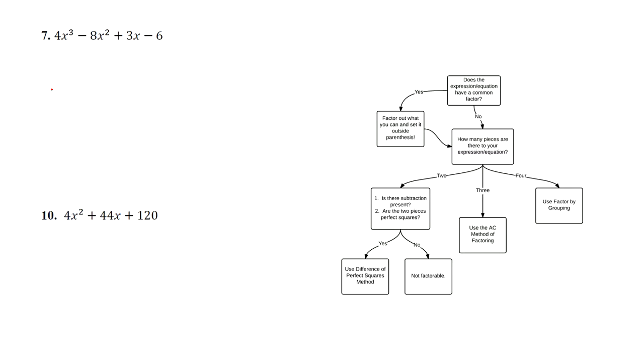Let's take a look at number 7 now. So, very first thing, is there a common factor? Is there a GCF of 4, 8, 3, and 6? No. No numbers go in there. So we're going to go immediately to how many pieces are there. There's 1, 2, 3, 4 pieces. So we have to use factor by grouping, aka the box, right away. So let's go ahead and put those 4 pieces inside the box.